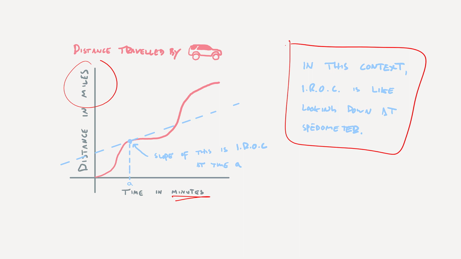And speed in this case actually is the slope, because when you take distance like miles and you divide it by a time unit like minutes, you get distance per minute, miles per minute. That's a speed. So it's the same thing. So what is an instantaneous rate of change? It's like looking at the speedometer of your car when you're driving.